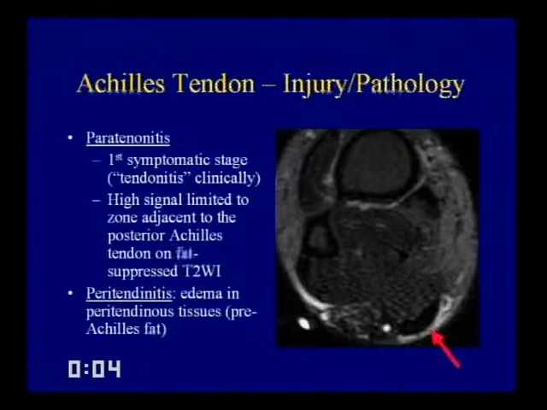Tendinitis is really the first symptomatic stage of Achilles tendon disorders, and this is what clinicians will refer to as tendinitis. Basically what you see on MRI is a high signal zone limited adjacent to the posterior aspect of the Achilles tendon on fat-suppressed T2 weighted images. Peritendinitis, on the other hand, really refers to edema not only here, but in Kager's fat pad as well, all around the tendon. A lot of people use these terms interchangeably, and I think that's fine because they're both going to be treated conservatively.